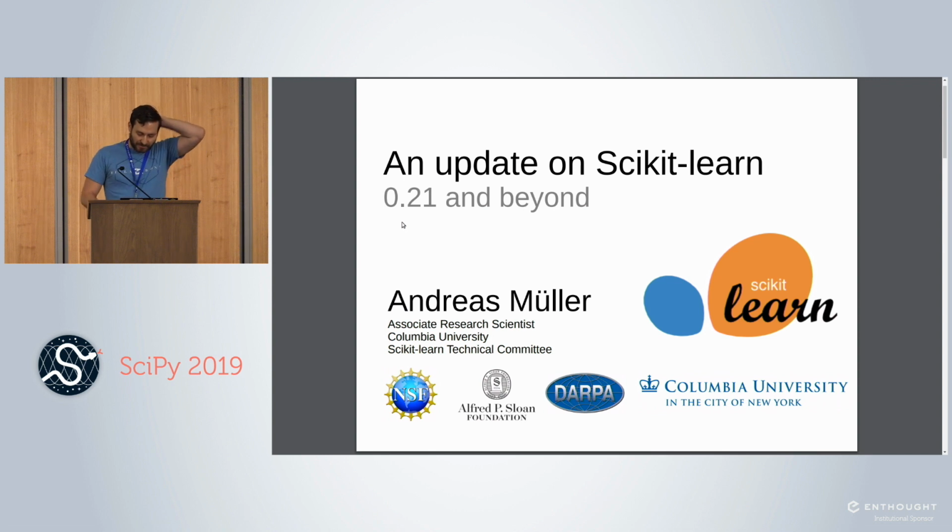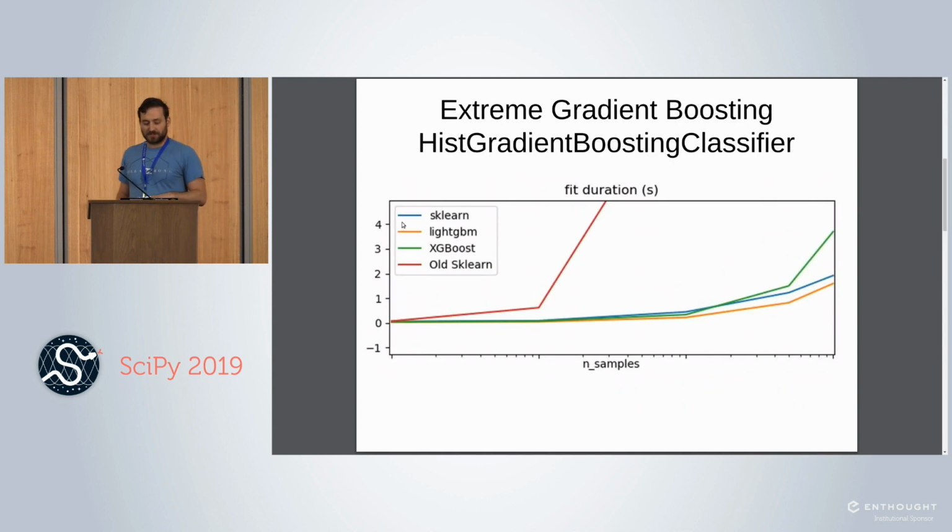But let me come to some of the technical issues first. What Nicolas Hug from my team did was work on extreme gradient boosting. There's a new class in scikit-learn called HistGradientBoosting, which is way faster than the gradient boosting we had before, and is nearly the speed of LightGBM. It's mostly based on what's implemented in LightGBM. So if you used LightGBM or XGBoost before, the new implementation in HistGradientBoosting in scikit-learn is definitely worth trying.